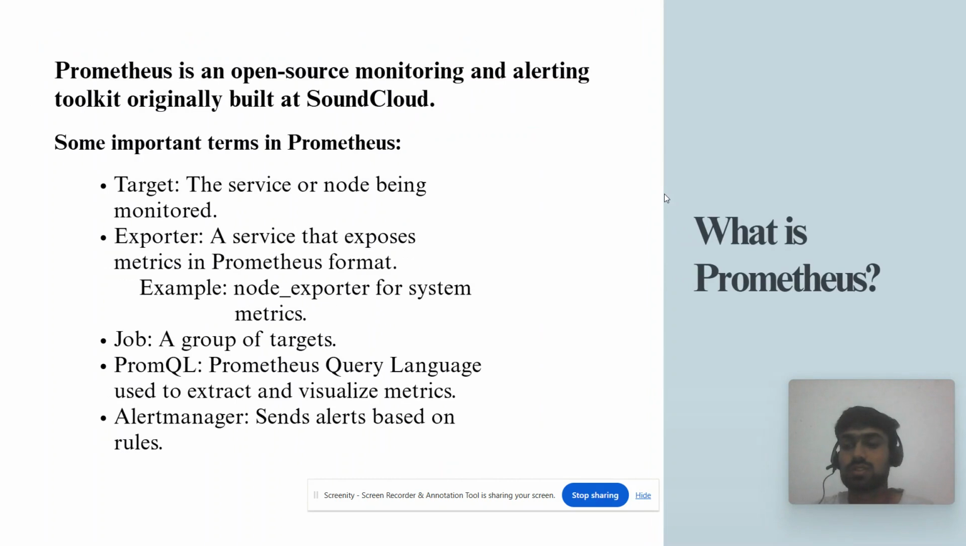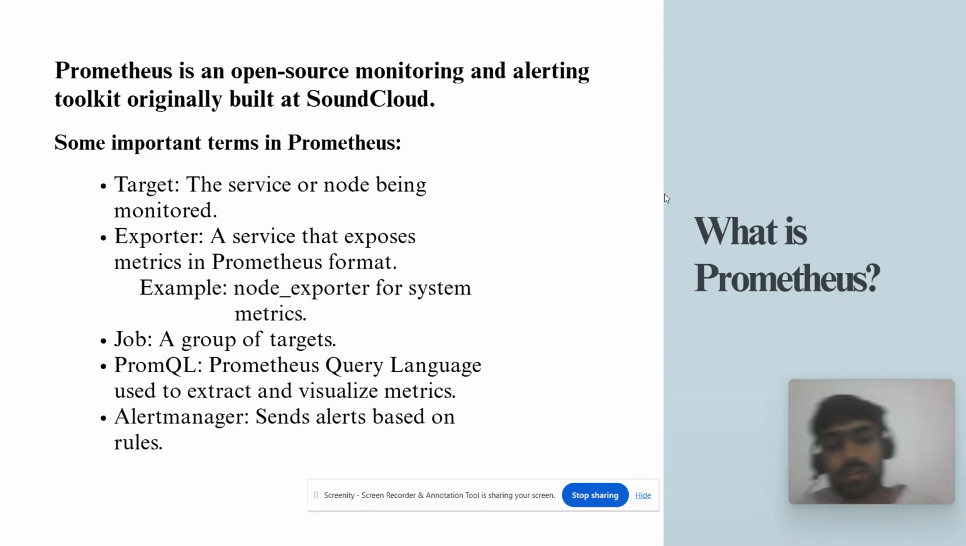So yeah, this is Prometheus. Prometheus is basically an open source monitoring and alerting toolkit. It was built at SoundCloud. There are some key terms in Prometheus, like target. A target is basically a server which is being monitored, like our local system. Then there is the exporter. It is basically a service that exposes metrics in Prometheus format.